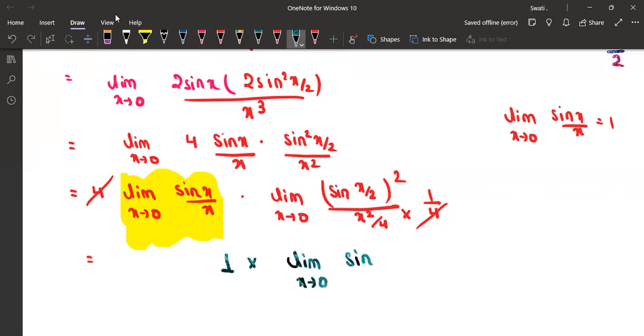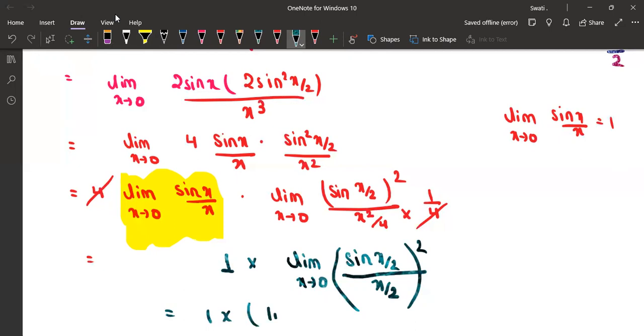I can write this as sin x by 2 upon x by 2 whole square, because this is also x square by 4, so I have written it as x by 2 whole square. And of course, we can write this as 1 into limit x tends to 0 sin x by 2 upon x by 2. That is also going to be 1 only.